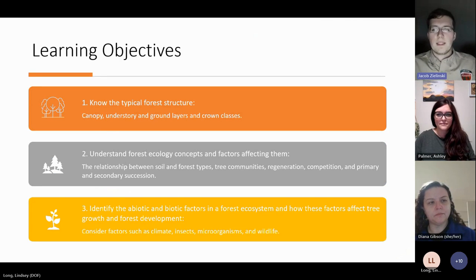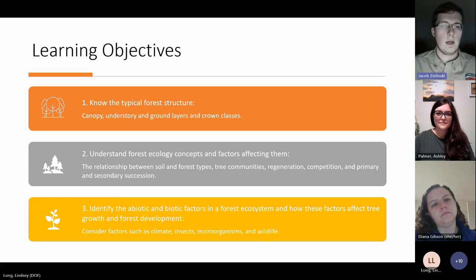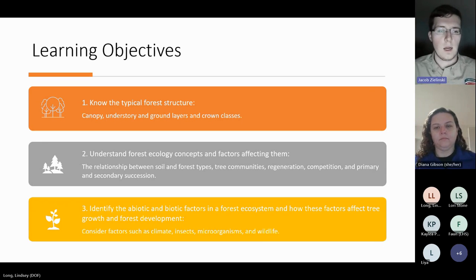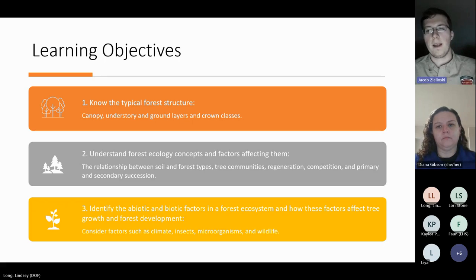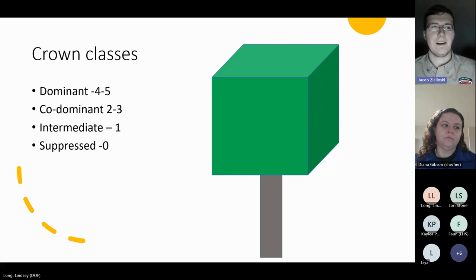All right. So the basic learning objectives here are forest structure, which I think is going to be pretty easy to understand, and crown classes. Then forest ecology concepts: the relationship between soil and forest types, tree communities and regeneration, and then biotic and abiotic factors, which I think we'll get pretty easily. All right, next.